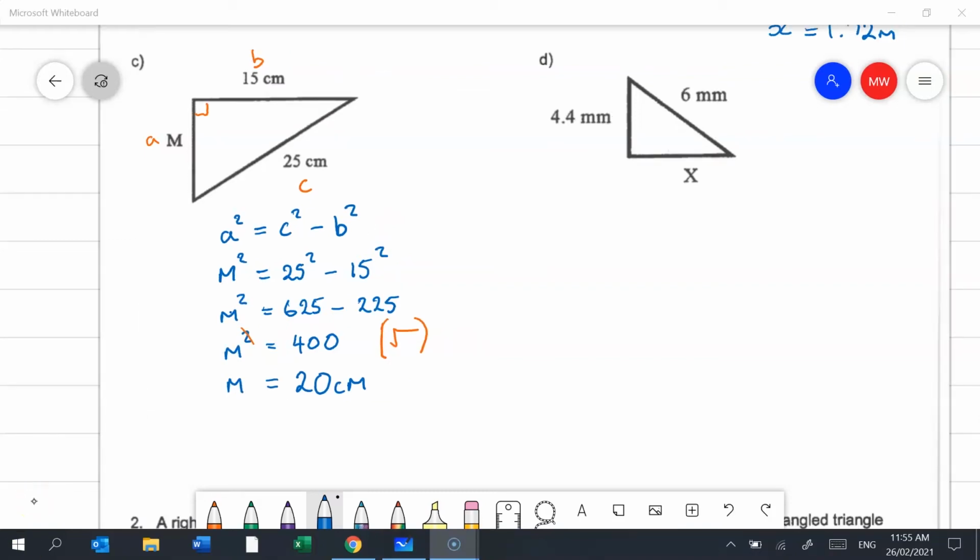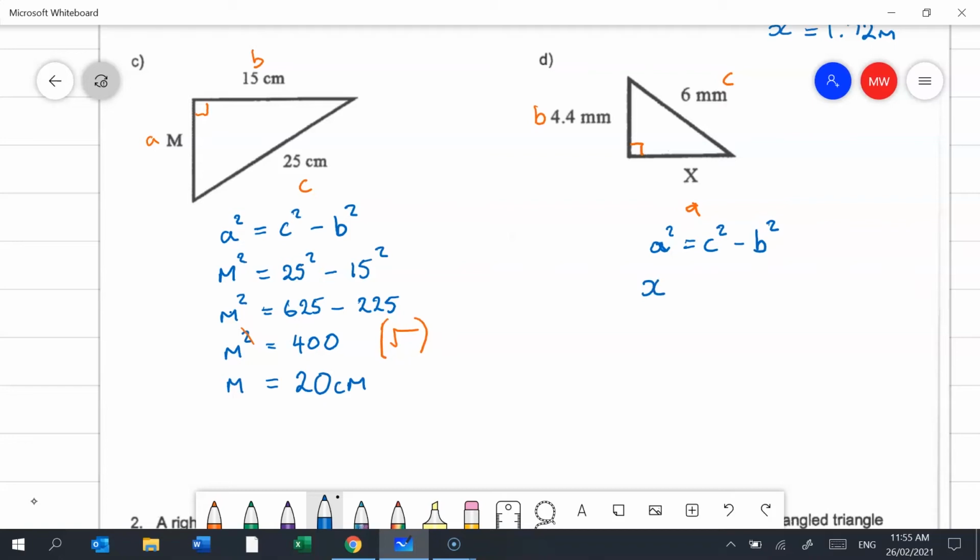Question 1D, we need to use Pythagoras theorem to solve for x, and again x is not the hypotenuse this time, 6 is. So give them all the value, and we're going to use the transposed formula, the rearranged one. Because we're not looking for the hypotenuse, we'll make a the subject. So we're using a squared equals c squared minus b squared, and we'll sub our values in.